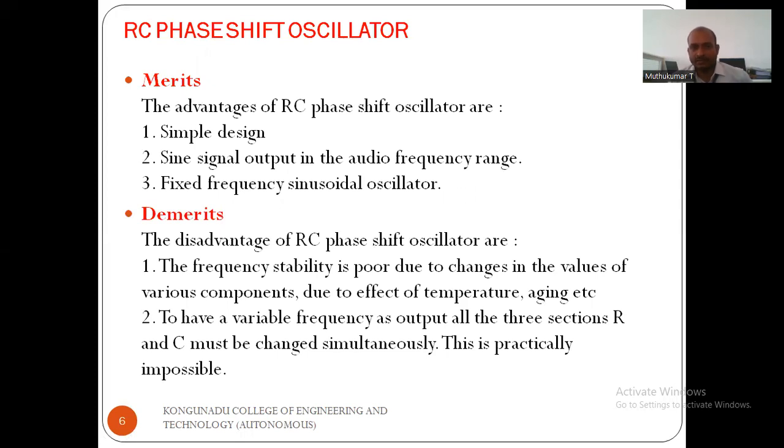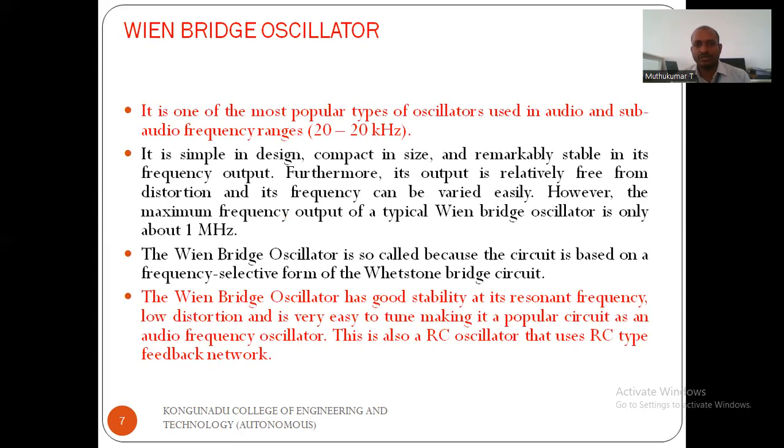So these are the merits, that is the advantages: simple design, sine signal output in the audio frequency range, and a fixed frequency sinusoidal oscillator. Demerits: the frequency stability is poor because we are varying the R and C values to achieve the frequency of oscillation. Also temperature affects the frequency stability. To have a variable frequency output, all three sections of R and C must be simultaneously varied, but that is practically impossible.